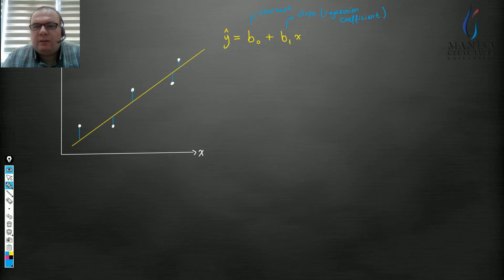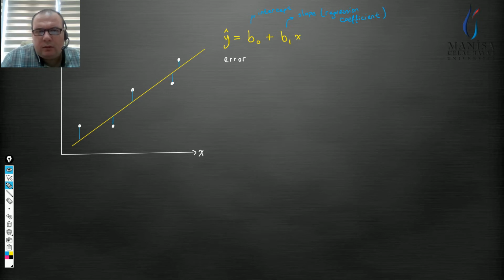When we find the values for b0 and b1, we can predict all the y values by using just a value for x. Okay, and to find the correct values for b0 and b1, we are going to use these data points, and we are going to minimize the error to find this line. So let me write the error function that we want to minimize.